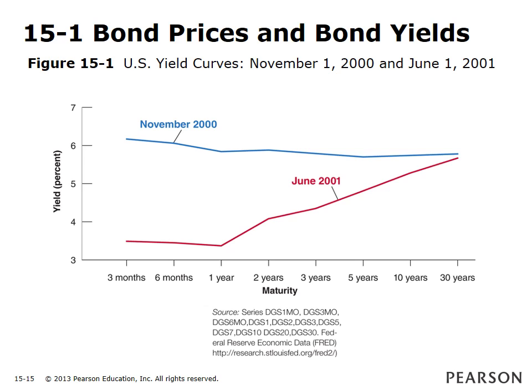Figure 15-1 shows U.S. yield curves for November 1st, 2000 and June 1st, 2001. The yield curve, which was slightly downward sloping in November 2000, was sharply upward sloping 7 months later. Long-term interest rates, 30-year, were slightly lower at 5.8% than short-term interest rates, 3 months, at 6.2% on November 1st, 2000. On June 1st, 2001, the 3-month interest rate was 3.5% and the 30-year rate was 5.7%, giving us the sharply upward sloping yield curve.